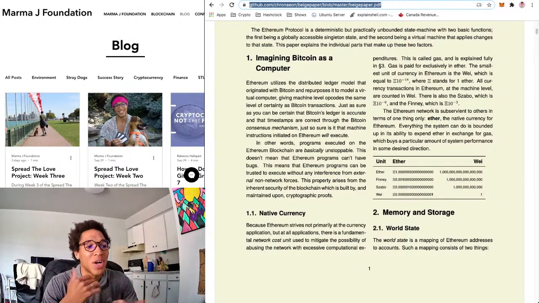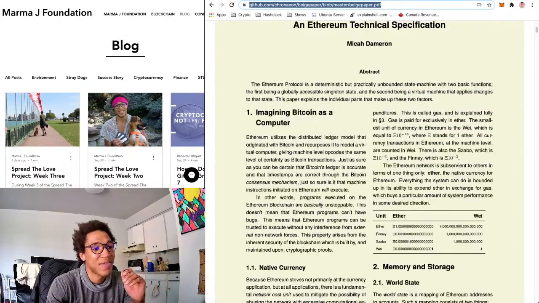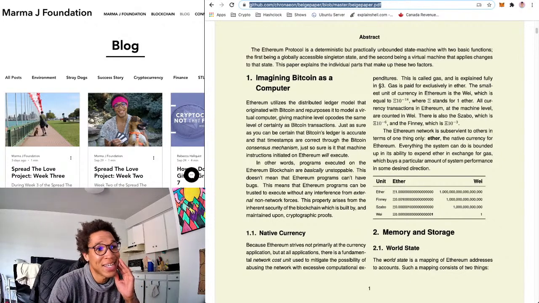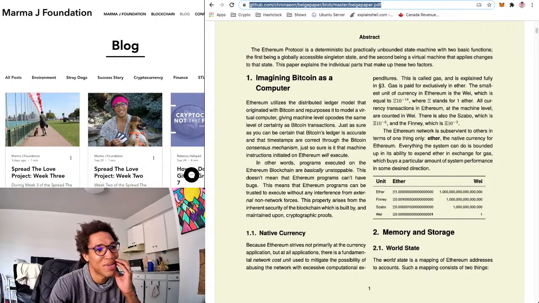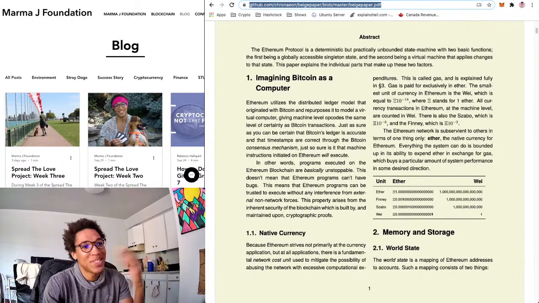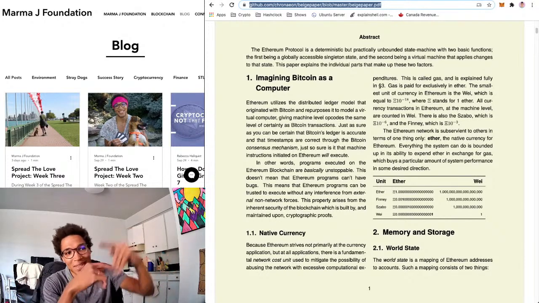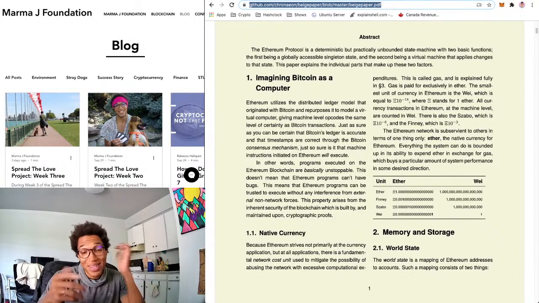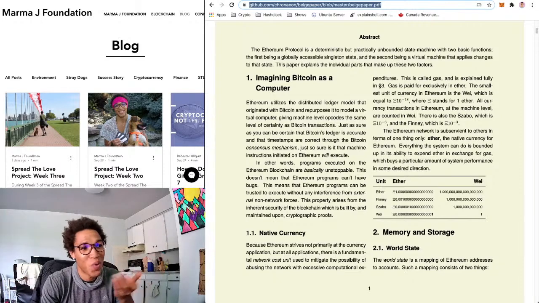there's a fundamental network cost unit used to mitigate the possibility of abusing the network with excessive computational expenditures. This is called gas, and is explained fully in chapter 3. Gas is paid for exclusively in Ether. The smallest unit of currency in Ethereum is Wei, which is equal to 10 to the power of negative 18. So that little 3-line thing stands for ETH. That's why you see the little 3 bars of ETH. And yeah, Wei is 10 to the power of negative 18, 18 decimal places back, 1 Wei.